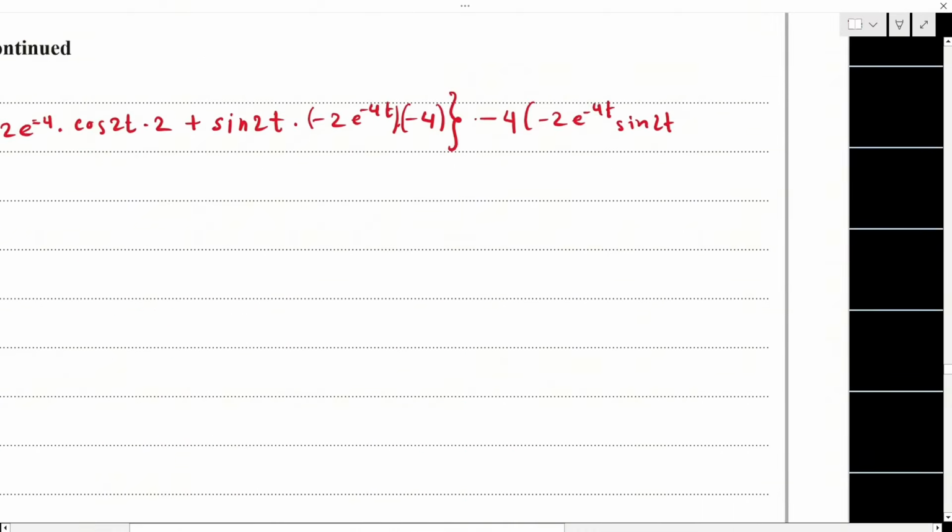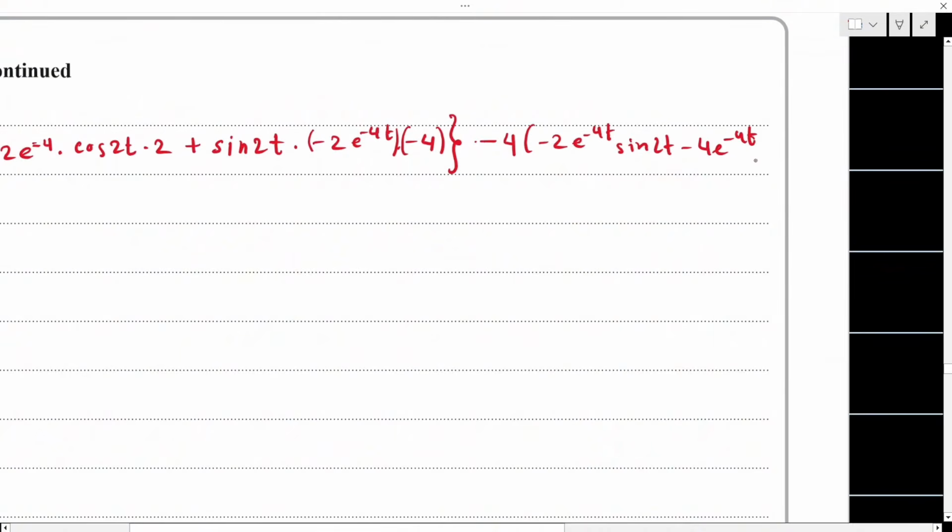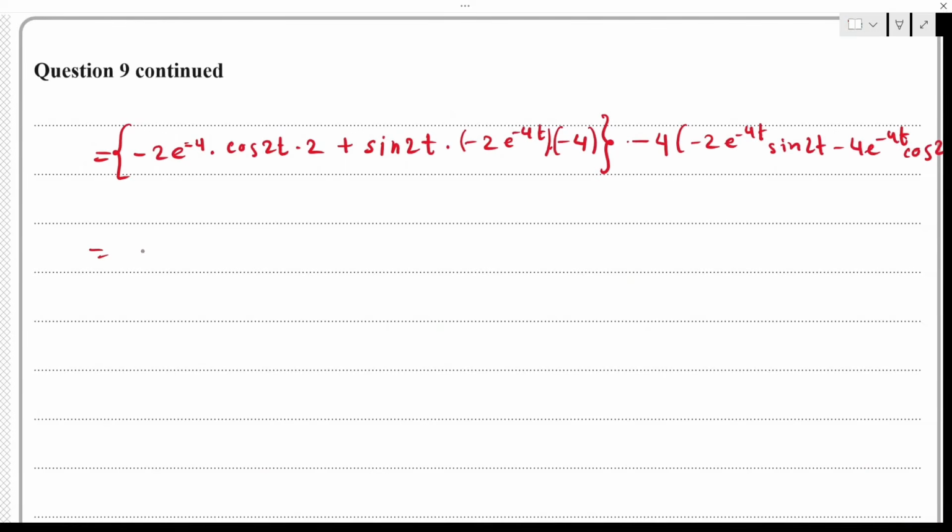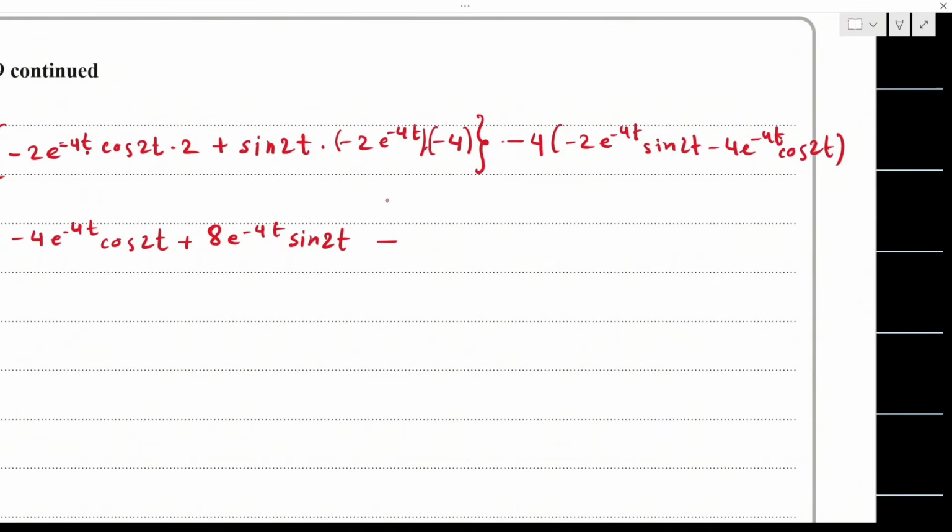minus 4e^(-4t) cos 2t. Again I can simplify. So minus 4e^(-4t) cos 2t plus 8e^(-4t) sin 2t. And on the other term, we have minus 4 plus 8e^(-4t) sin 2t, and we have plus 16e^(-4t) cos 2t.